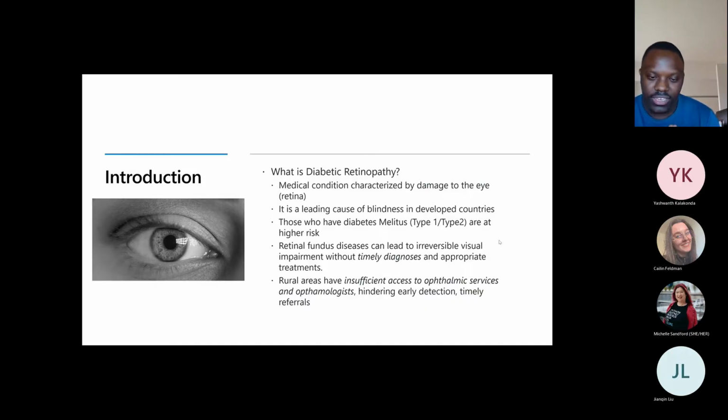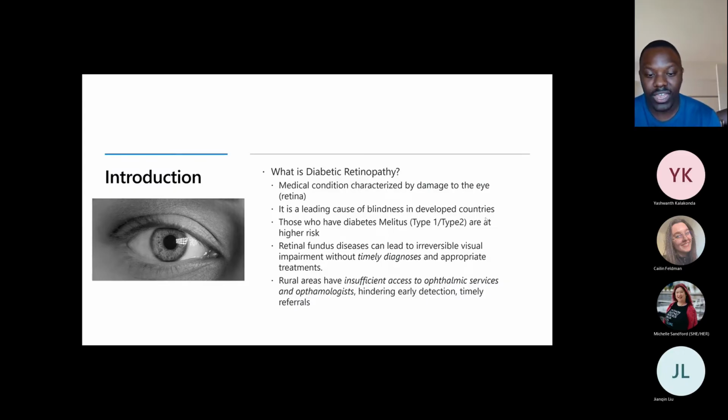And so the difficulty here is that retinal fundus diseases, which is a general umbrella term for all these diseases that affect the retina, lead to irreversible visual impairment without timely diagnosis and appropriate treatment. So early intervention is key. We've seen how severe it is because ultimately, if left unchecked, it can lead to blindness. And so this becomes important because if you consider the rural areas, not everyone has access. So we look at timely diagnosis.